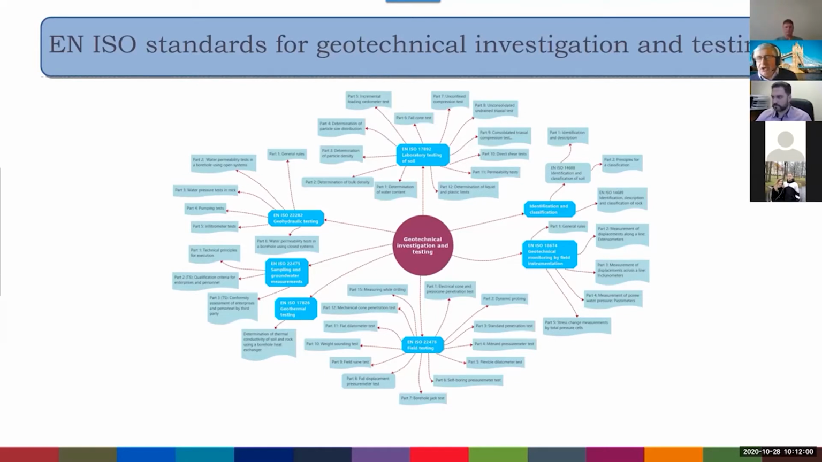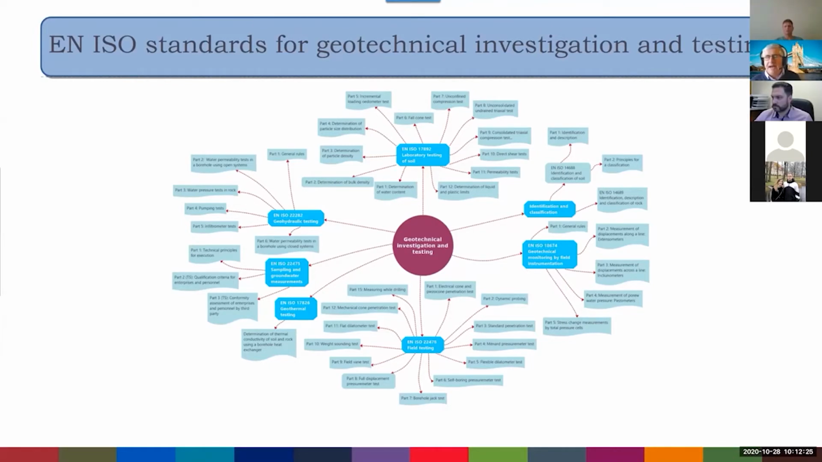Again, going anti-clockwise and now on the right, 18674, geotechnical monitoring by field instrumentation. So this is all about installing inclinometers, piezometers, extensometers, pressure cells into the ground, into the structure, in order to get measurements of ground properties directly, if you like.